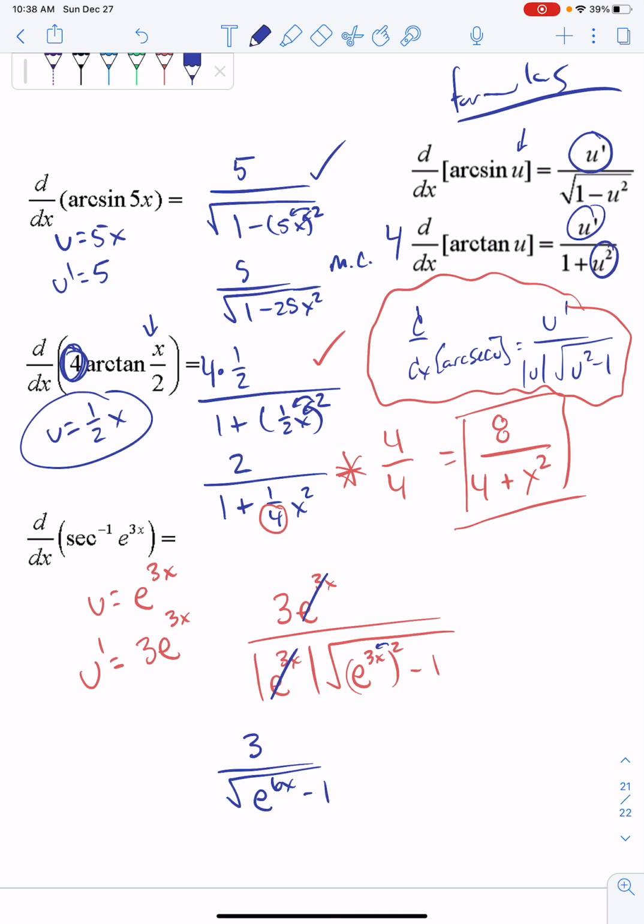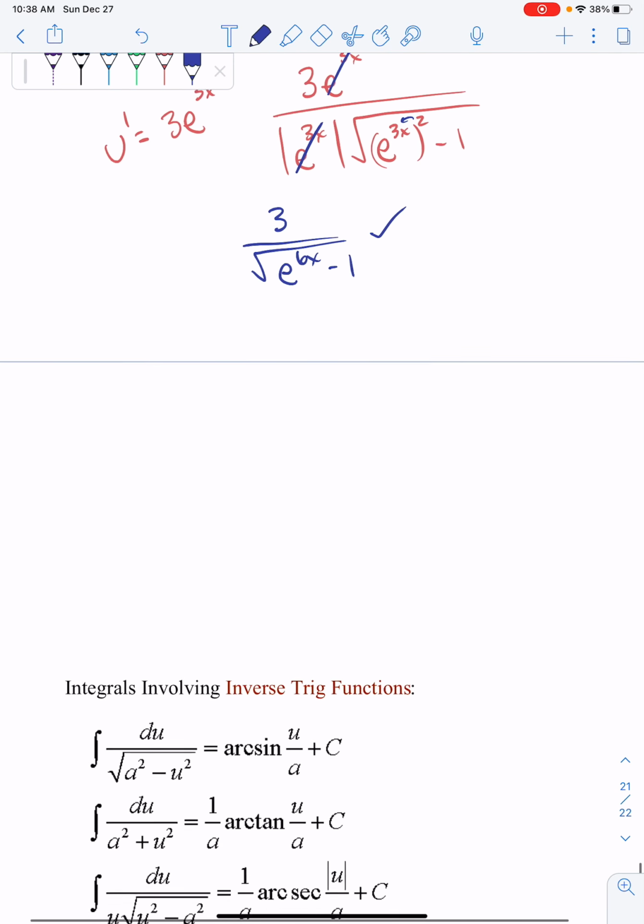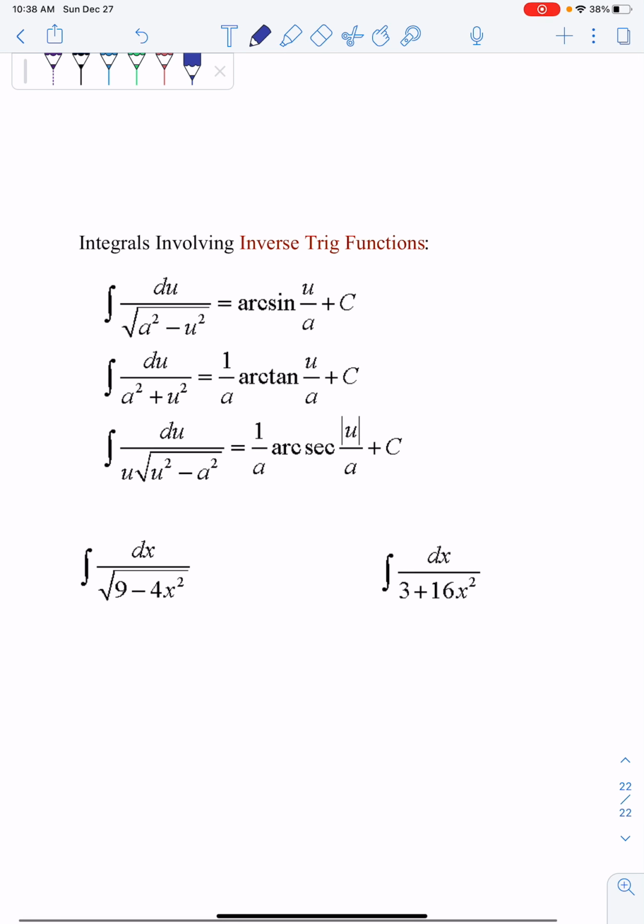And that's as clean as it's going to get unless you rationalize the denominator, but I would start with that unless it wants you to simplify further and you don't have a choice. But if you have a choice, leave it right there where it is. Okay, now integrals. These ones are a little bit messier.